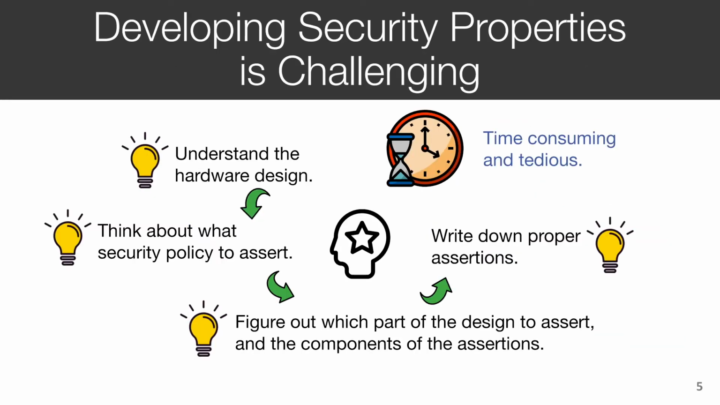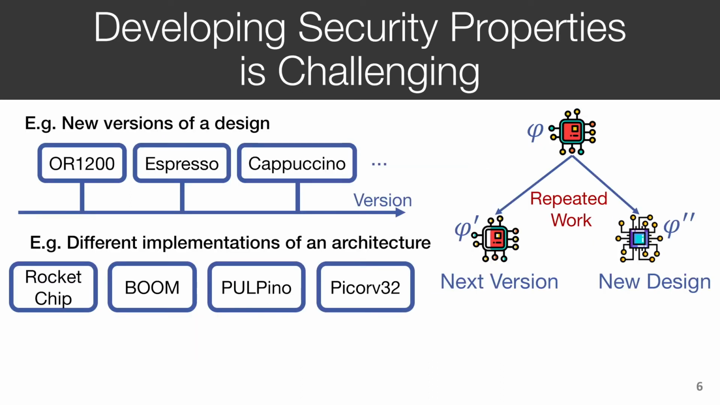Overall, to develop security properties, researchers and developers need to understand the hardware design and think about what security policy to assert. And then they need to figure out which part of the design to assert and the components of the assertions. And finally, they need to write down the proper assertions. This is a time-consuming and tedious process. And in practice, this effort must be repeated for each new design and each new version of the design.